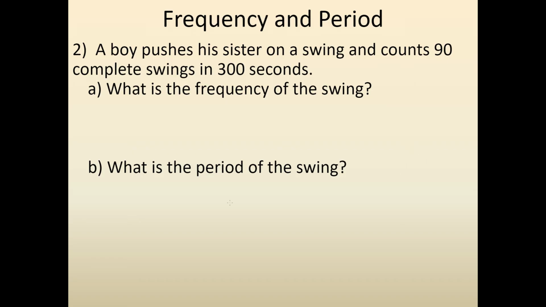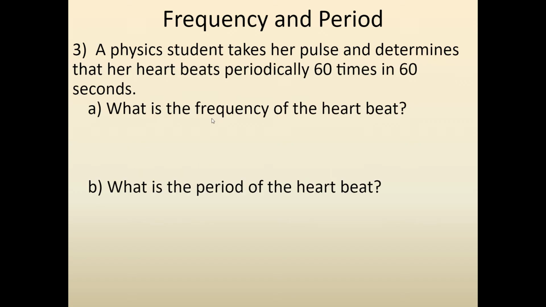And then same thing to find the period. The time goes on top. 90 waves goes on bottom. And we get 3.33 seconds. All right, here's the next one.